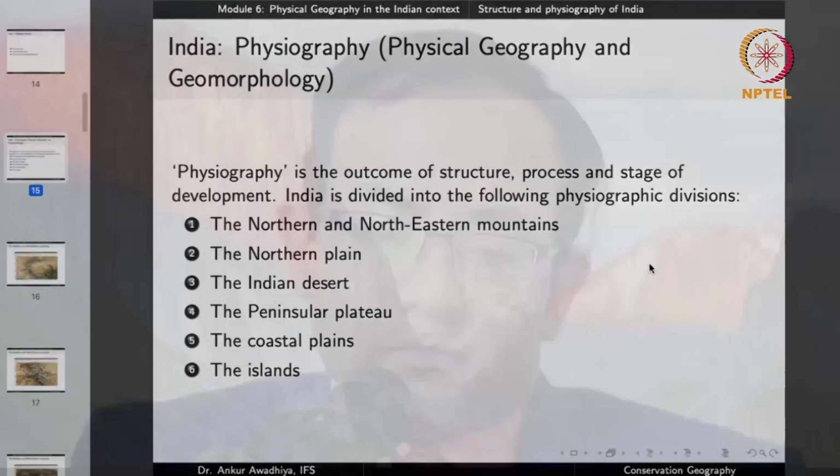Next we have the Peninsular Plateau. Now the Peninsular Plateau lies in the peninsula of India, which means that it is a triangular shaped landmass that is surrounded by sea on all three sides, or surrounded by waters on all three sides. And this is a plateau region.